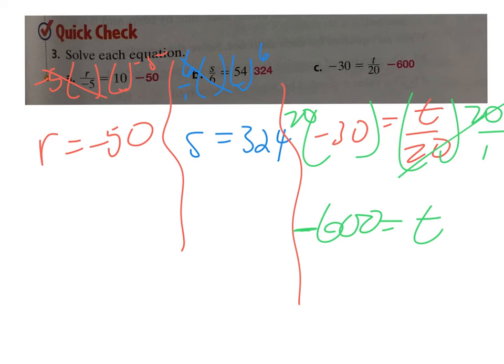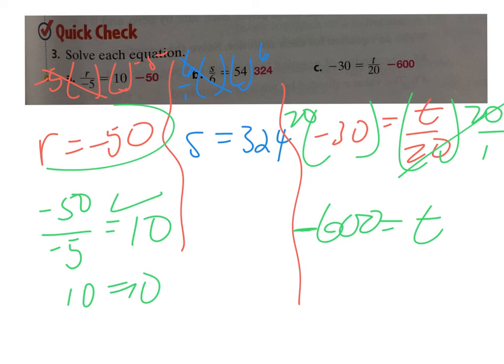And again, you can go back and do the check on these, and I highly recommend that. So like on this first one, go back and plug in negative 50 divided by negative 5. Negative 50 divided by negative 5. Does that equal 10? Well, you betcha it does. So that's the check part, proving my answer was correct.